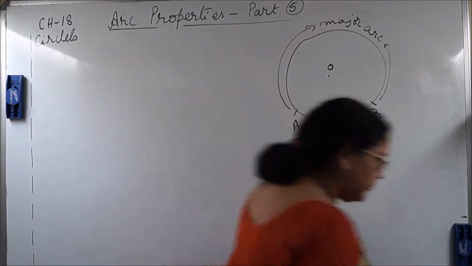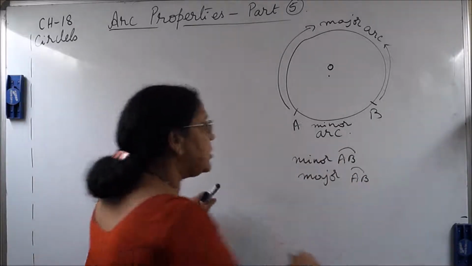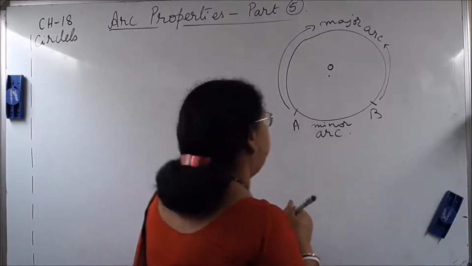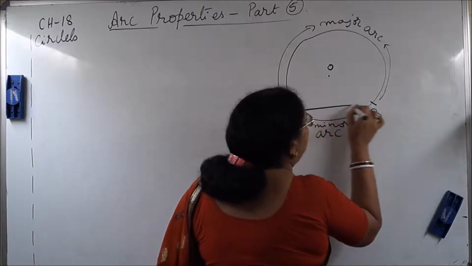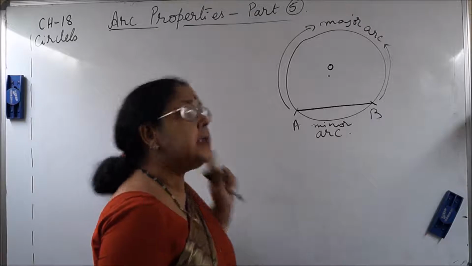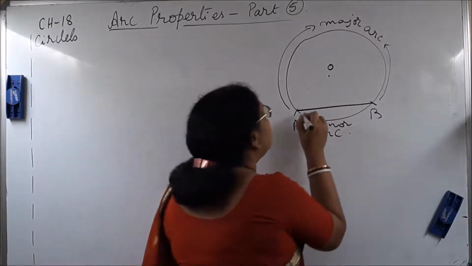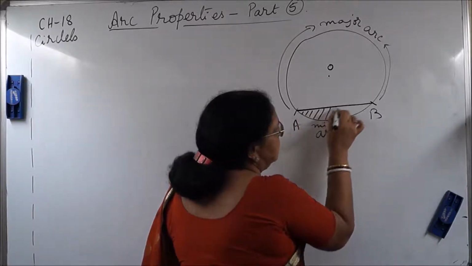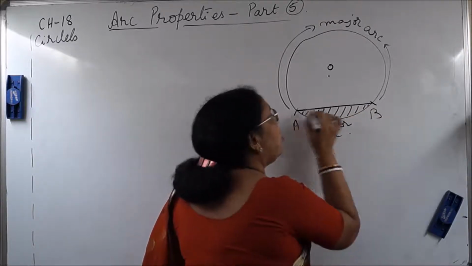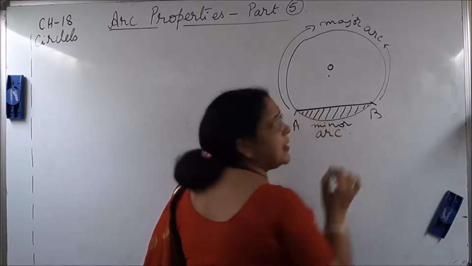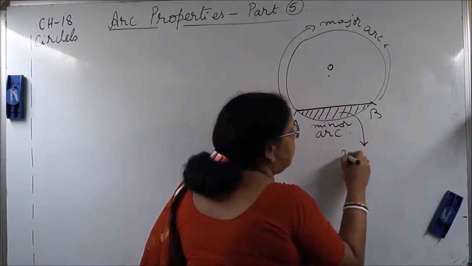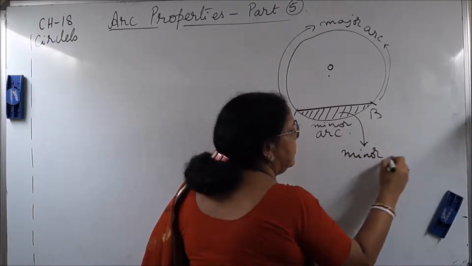Now, also the region bounded by a chord and the arc is called the segment. So this part is the region bounded by the chord AB and the minor arc AB. Therefore this is called the minor segment.